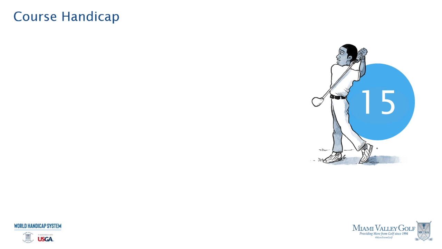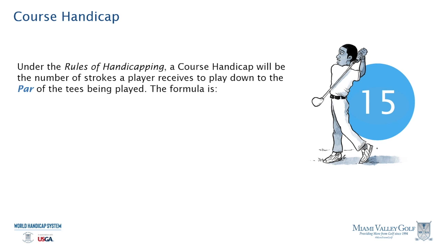Okay, so let's talk a little bit about the course handicap. Now realize that probably the most significant change for golfers in the U.S. under what we're currently doing from a handicap system is the course. The benchmark basically is now par. So under the rules of handicapping, a course handicap will be the number of strokes a player receives to play down to the par of the tees being played.